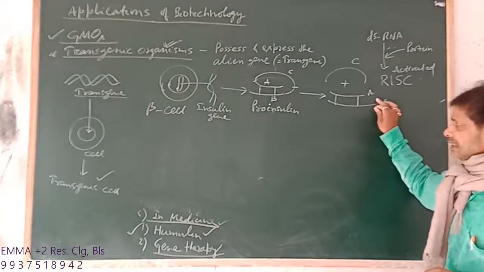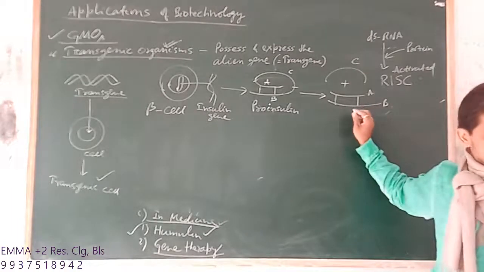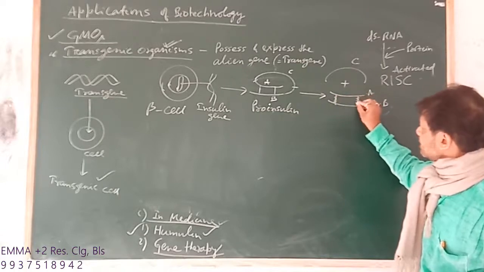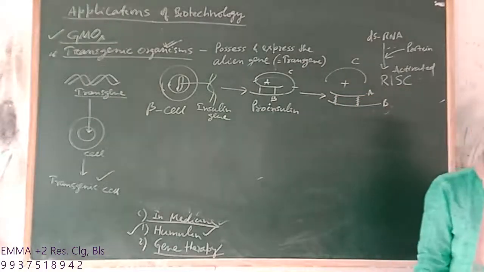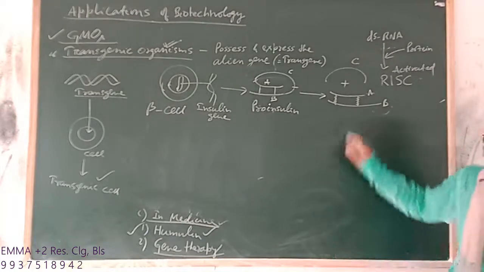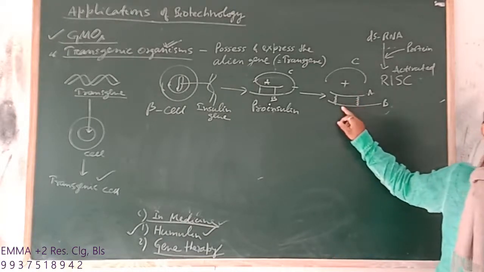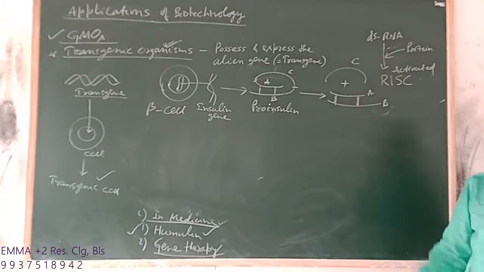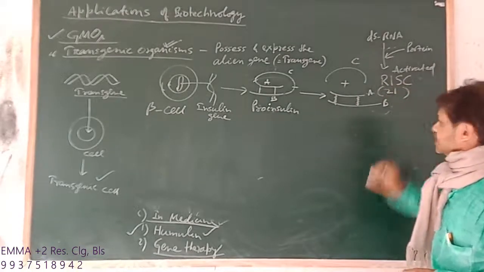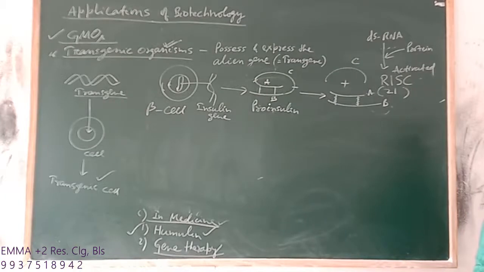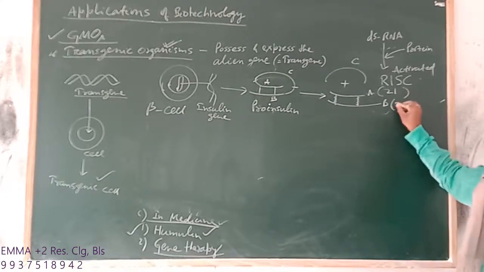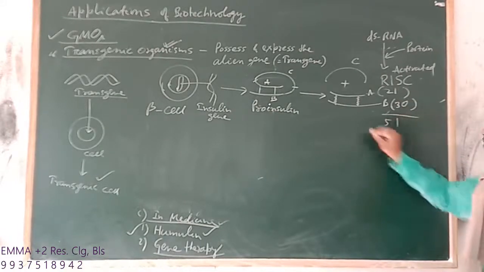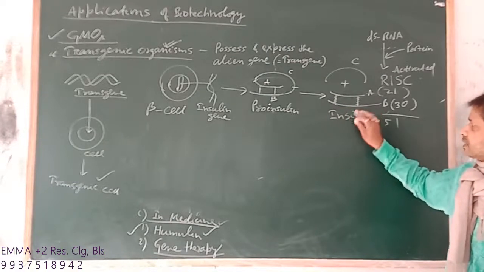So this is mature insulin, functional insulin. In last year's medical entrance, one question asked: which bond holds the A polypeptide chain and B polypeptide chain together? The answer is disulfide bridge. A chain contains 21 amino acid residues. B chain contains 30 amino acid residues. All total, insulin consists of 51 amino acids.